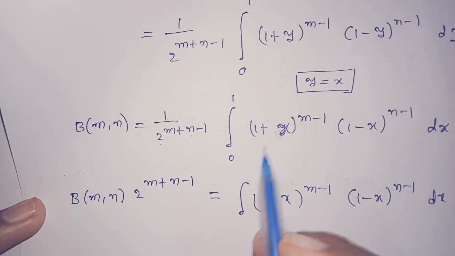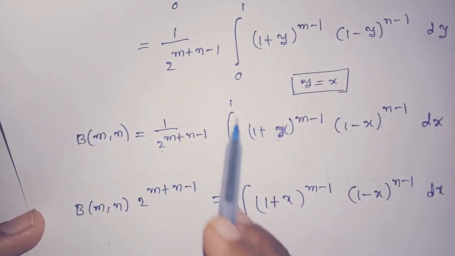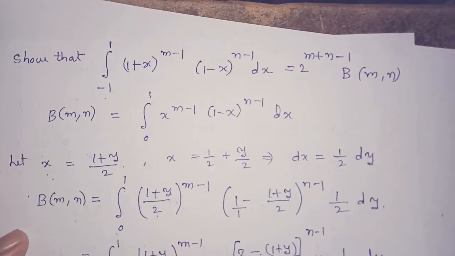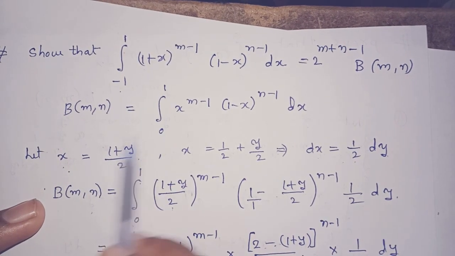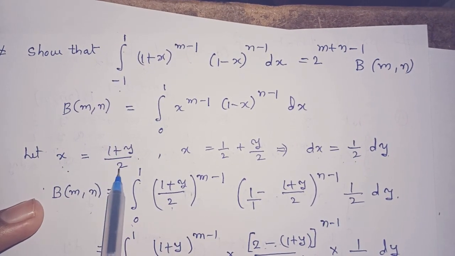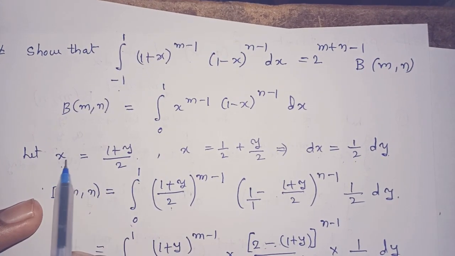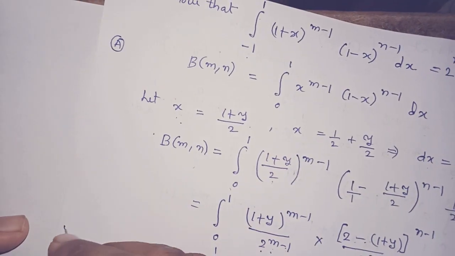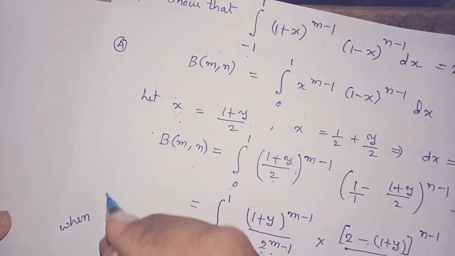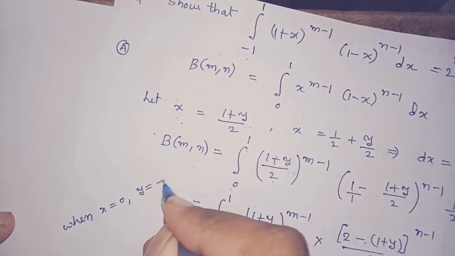Actually, how to change these limits? We made a small mistake without changing these limits. Therefore, in this transformation, when x is equal to 0, (1 plus y)/2 is equal to 0. That is 1 plus y is equal to 0, y is equal to minus 1. Therefore, when x is equal to 0, y is equal to minus 1.